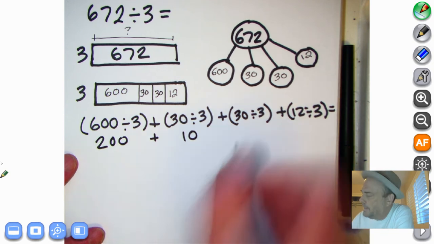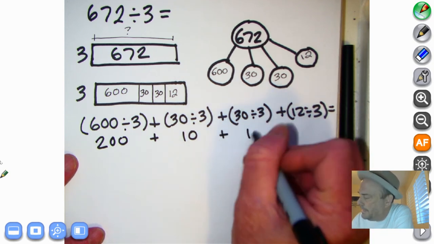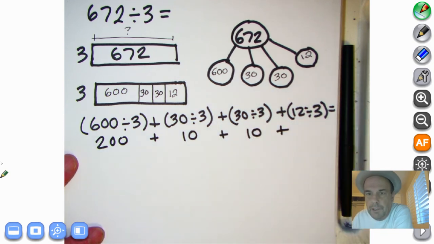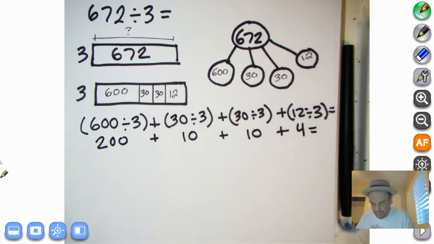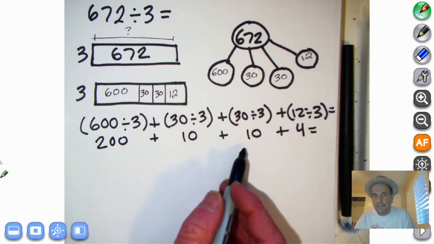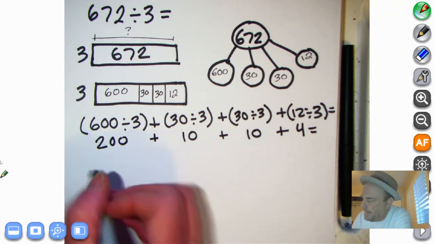All right, going to keep going. 30 divided by 3 is 10. And 12 divided by 3. What's 12 divided by 3? 3 times what is 12? 3, 6, 9, 12. 3 times 4 is 12. And here is where our answer will be. So what's it going to be? 200, 210, 220, 224. That is our answer.